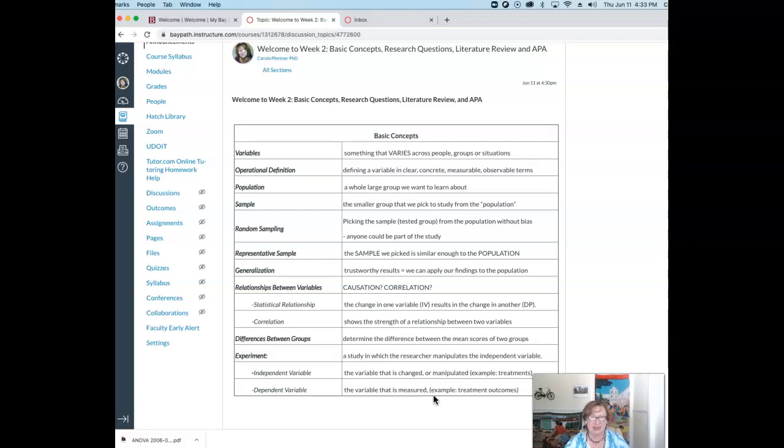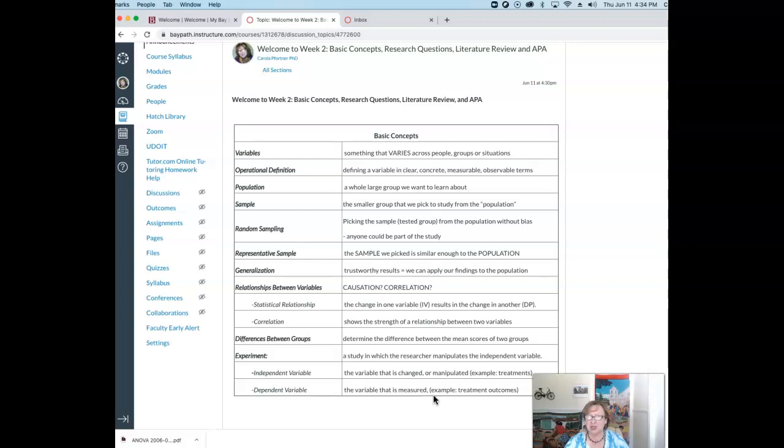Variables are obviously anything that varies, that changes across people, groups, or situations. So for example, height is something that's different in the classroom, especially if you're looking at women versus men, right? Operational definitions are the way that these variables need to be defined so we know exactly what we're talking about. So they need to be clear, real concrete, they need to be measurable and observable. We need to be somehow able to measure it, right?